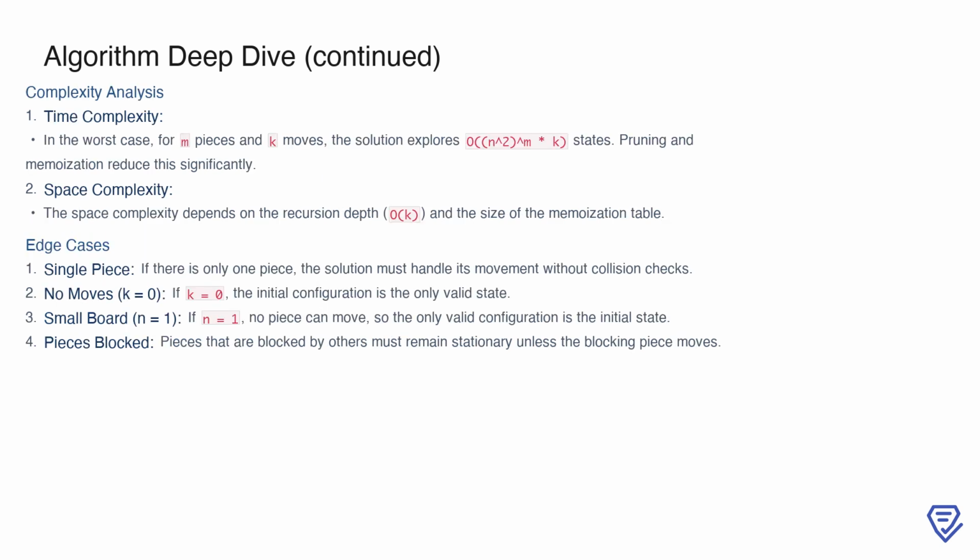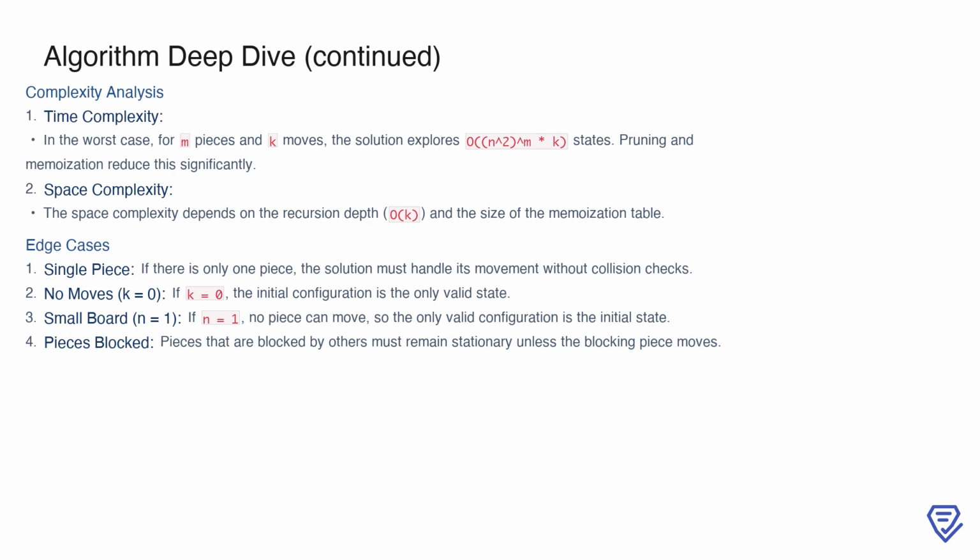Analyzing the complexity of the solution, the time complexity in the worst case is proportional to the number of states explored. With m pieces and k moves, there can be up to n squared m asterisk k states. However, pruning and memoization significantly reduce this number. The space complexity is driven by the recursion depth, which is k, and the size of the memoization table, which depends on the number of unique states.